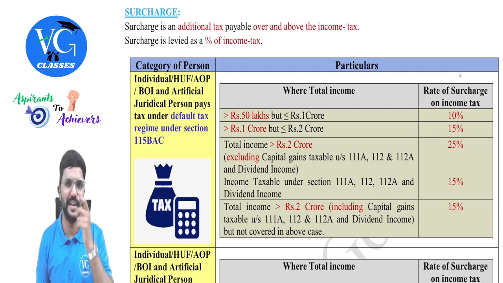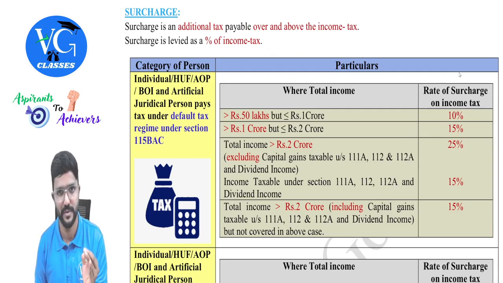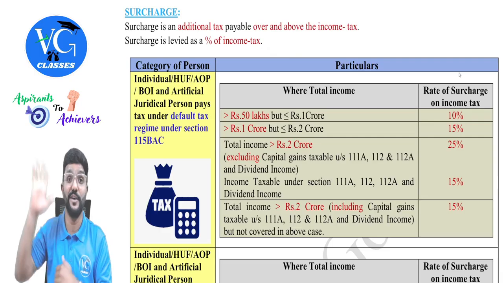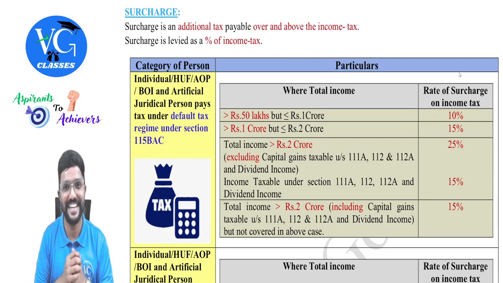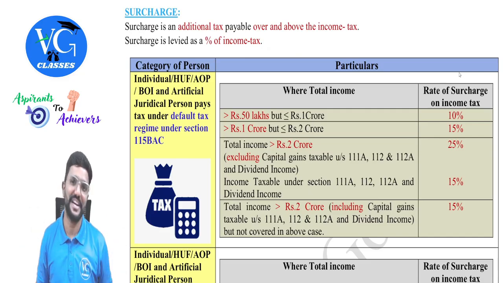Is that clear? So please be careful. Actually, it leads to tax on tax, the cascading effect, which you would have learned in GST or indirect tax. But anyway, the government is charging it, and it is a part of income tax, guys.